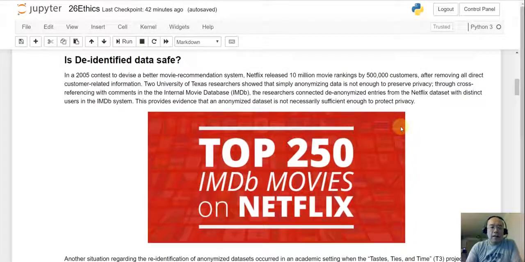Okay, and later in this section, I'm going to make the point that there's no chance that we can have a highly usable dataset that is also highly safe. So we can't have both of them at the same time.